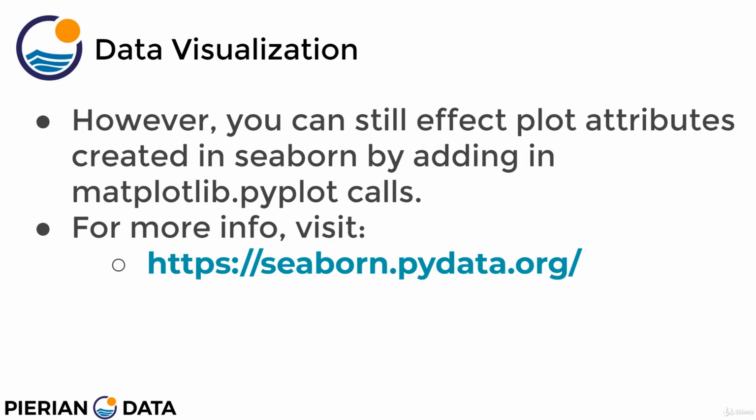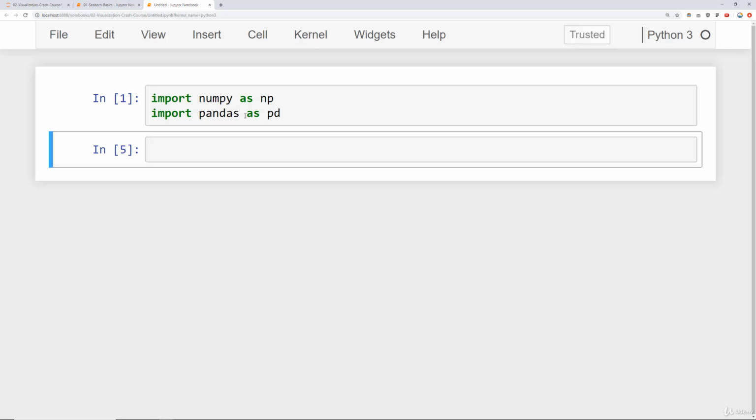For now, let's head over to a Jupyter Notebook and show you the very basics of how to create statistical plots with the Seaborn library. Let's jump to a notebook now. Okay, here we are at this Jupyter Notebook. To begin working with Seaborn, what we first need is a data set.